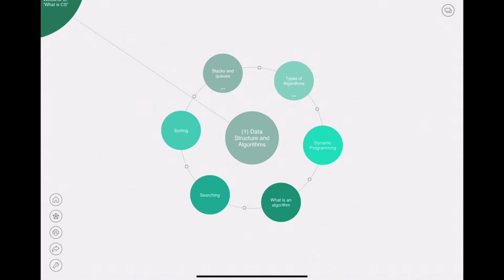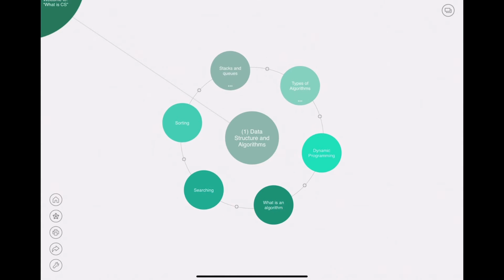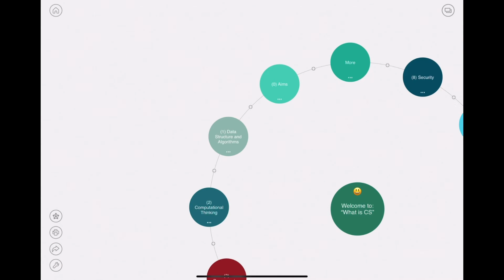Then we will also have a look at stacks and queues. This is something very cool. We will look into it when we get in.